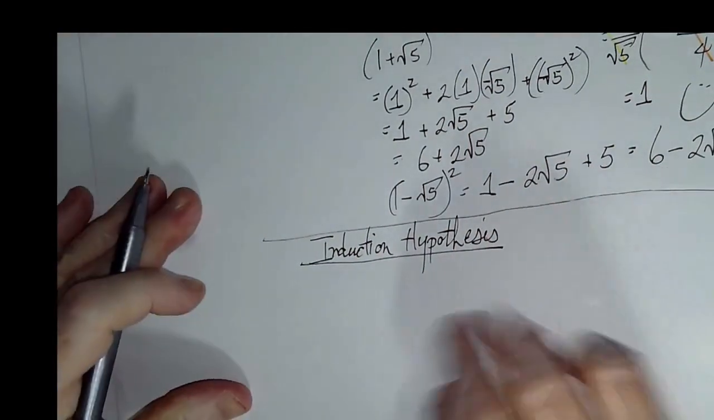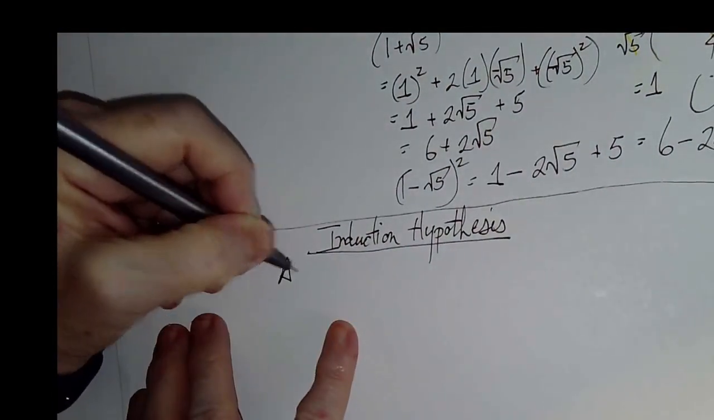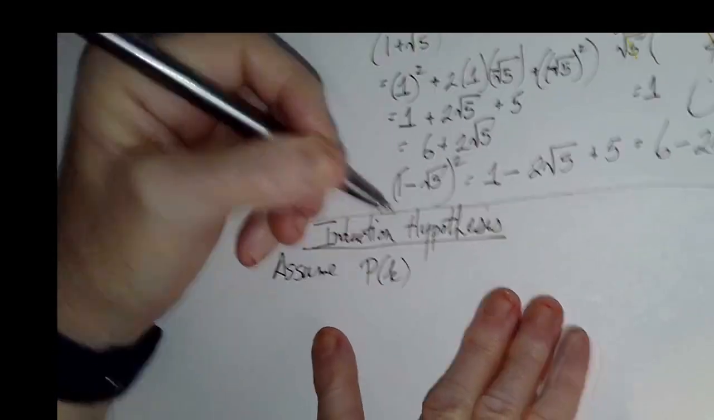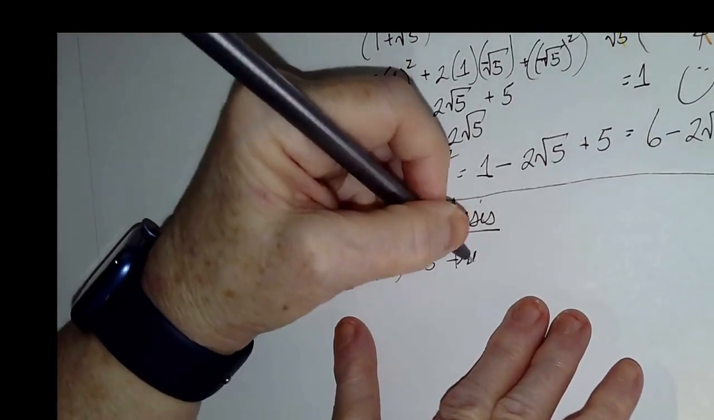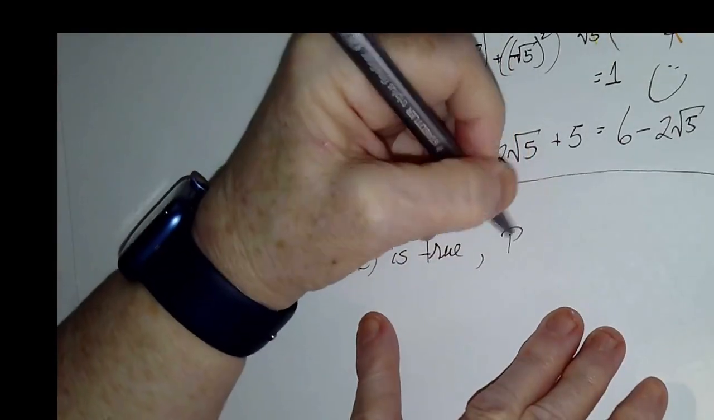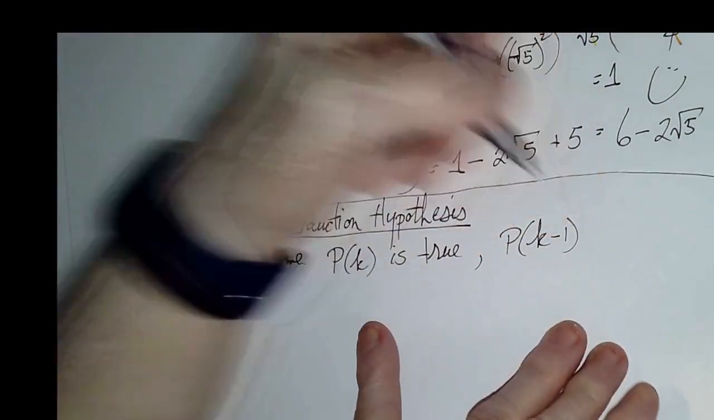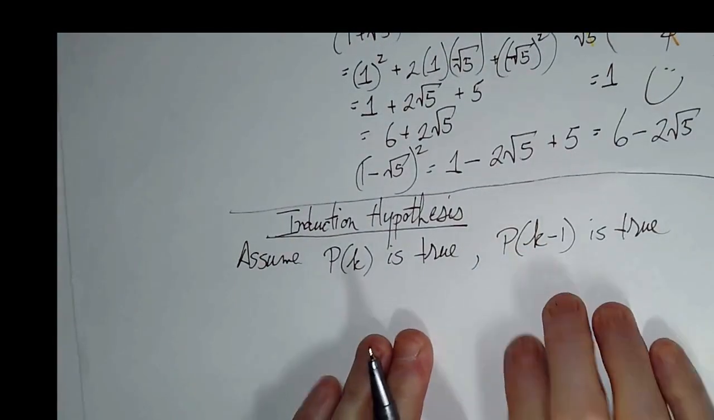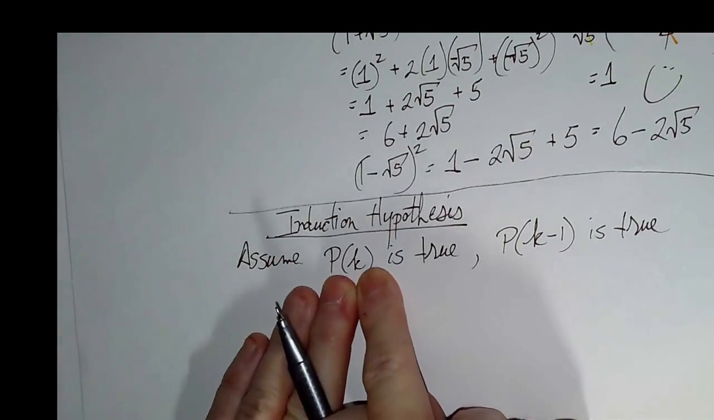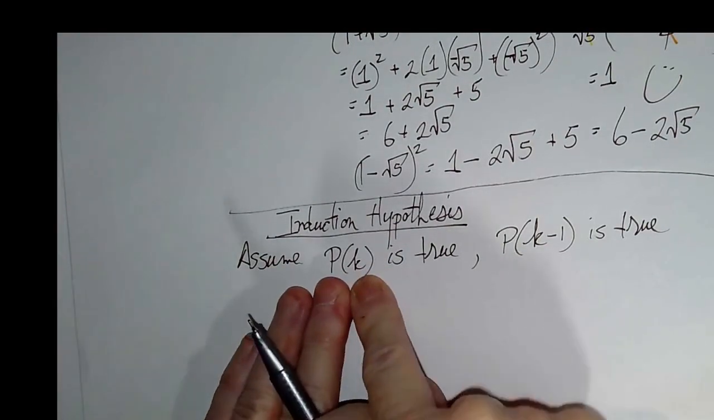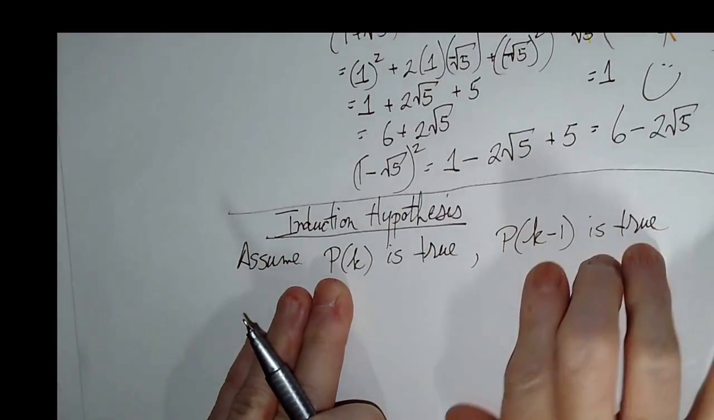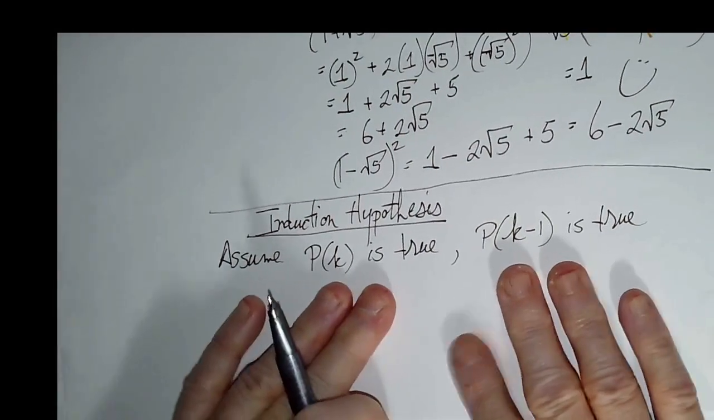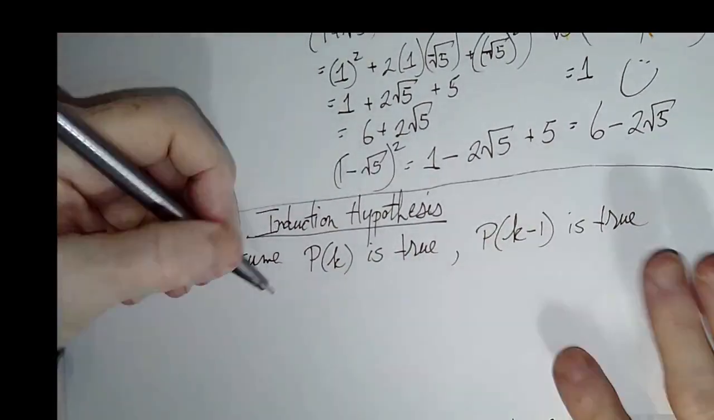And now, for the induction hypothesis, we're going to assume two things are true. We're going to assume P of K is true, and P of K minus 1 is true. So the two preceding, that P of K is true, and the guy right behind P of K, which is P of K minus 1, that's also true, because we're going to need to add these to build P of K plus 1.